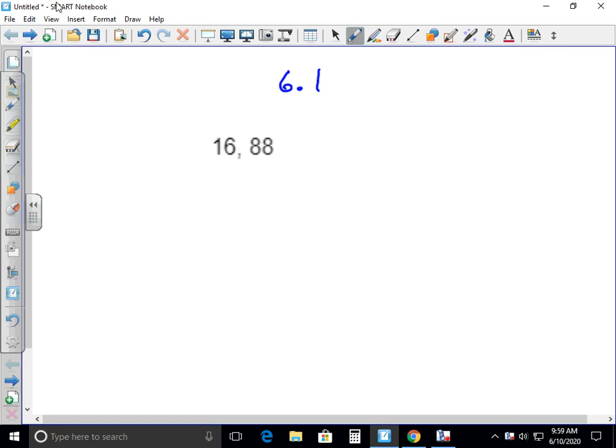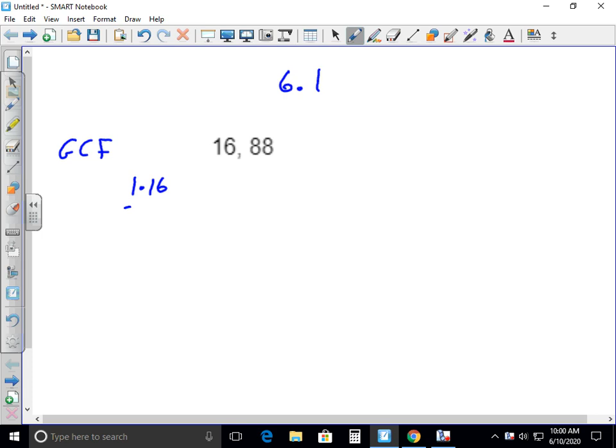Okay, let's work through some examples in 6.1. In 6.1, they give us two numbers to begin with, and they ask us to find the greatest common factor. Remember what a greatest common factor is: the largest number that goes into both of them. Remember, factors are things that are multiplied together. So we could just take the time and list factors of 16 and factors of 88.